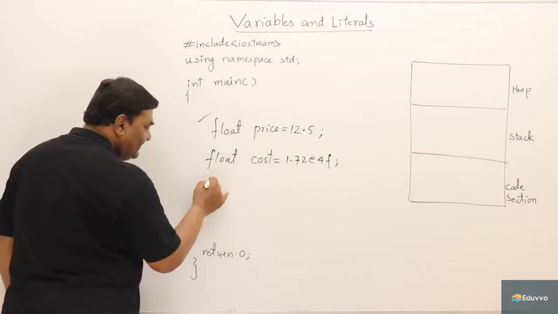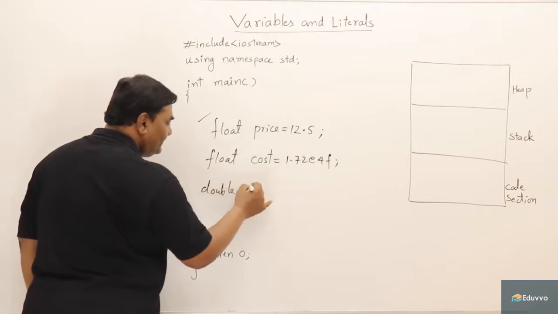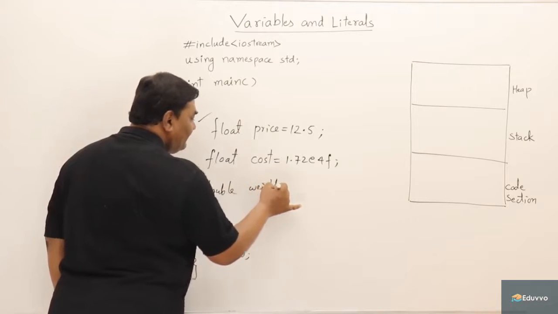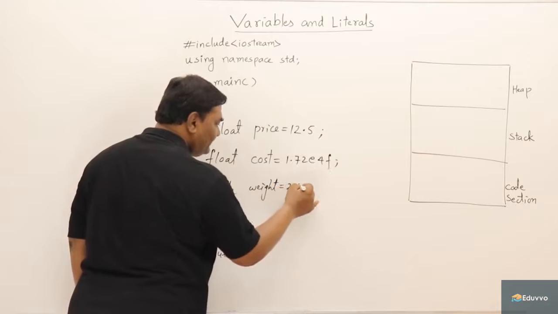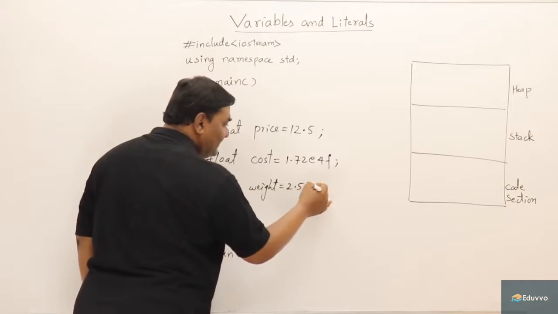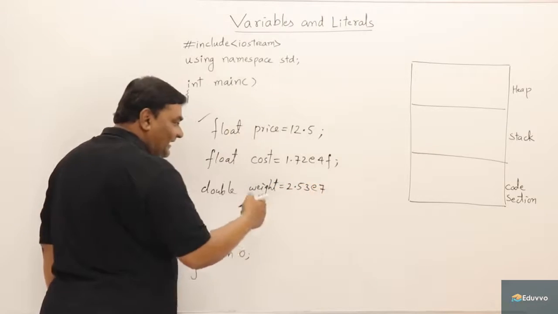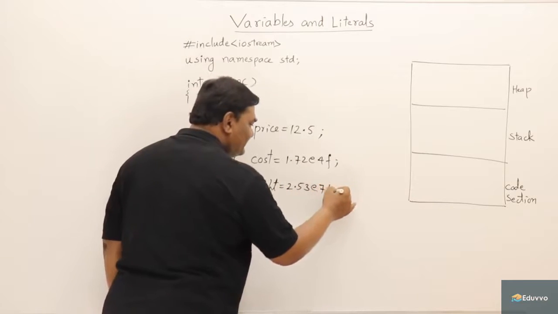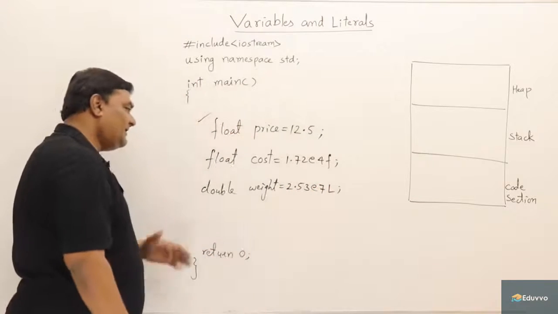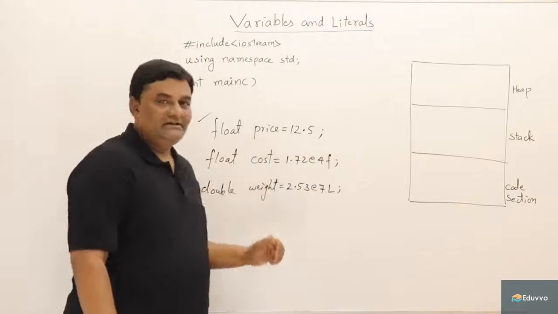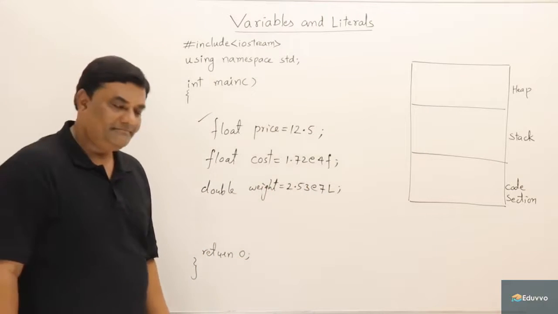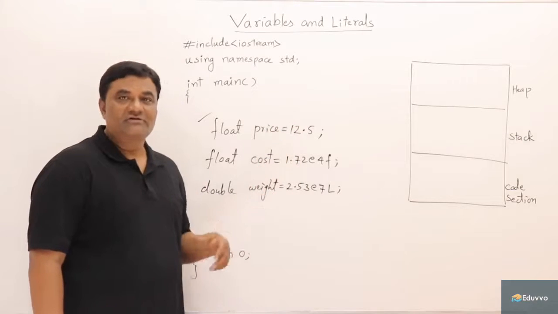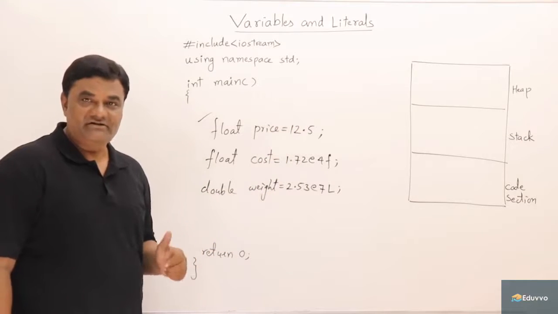Suppose you are writing a double type of variable weight, and weight is some large value. You may be storing some large value, 2.753E7. As this is a double literal, it is suggested you write L. Otherwise, by default, it is double only. If you want, you can write L also for a double literal. So these are the two methods for floating point literals.